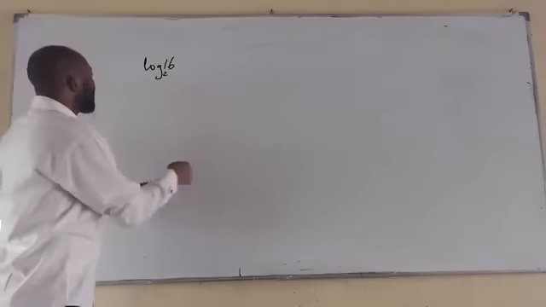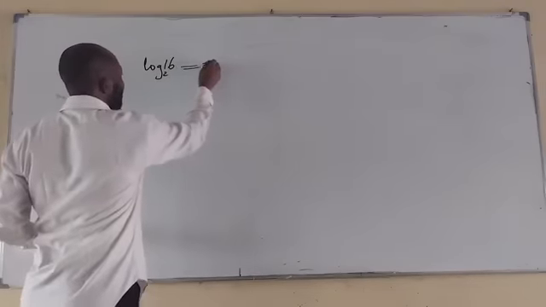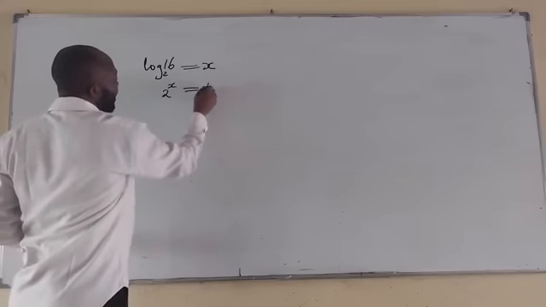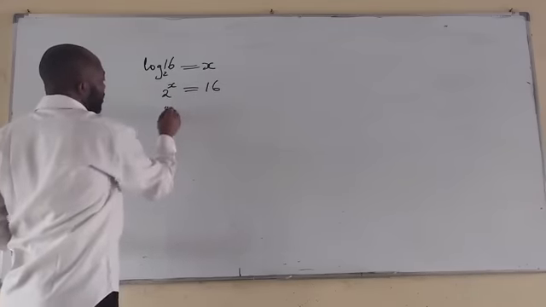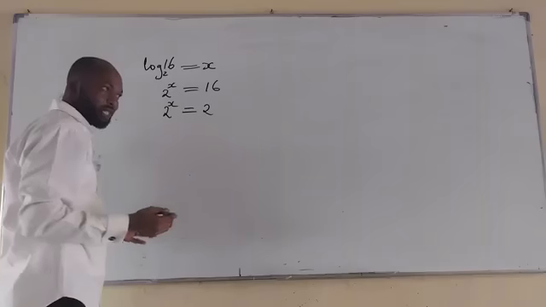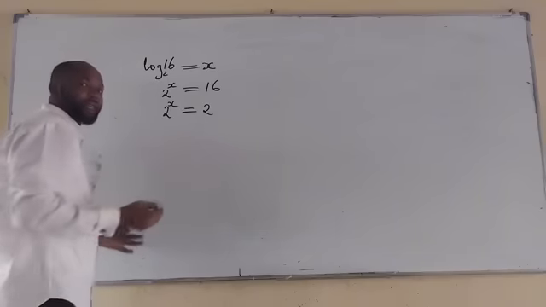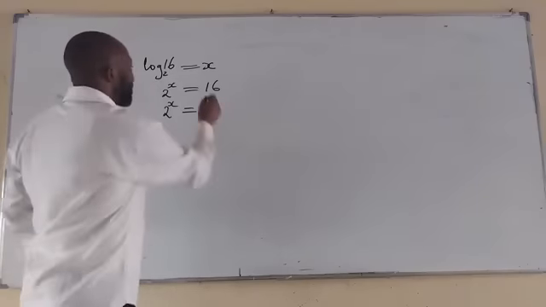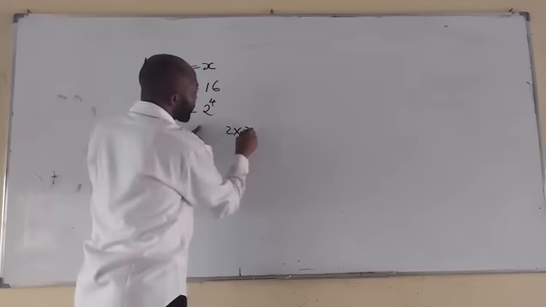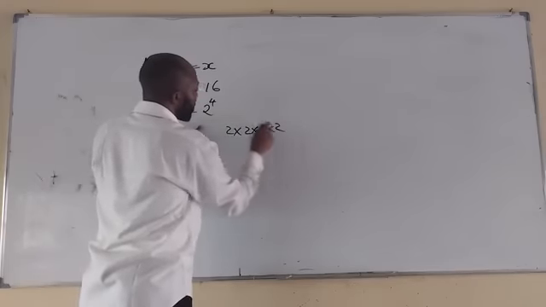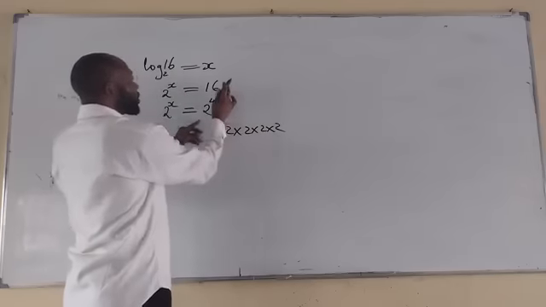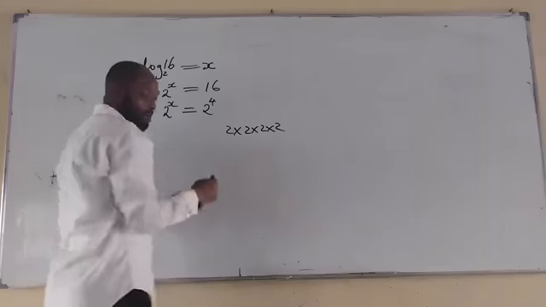So we say this is equal to x. So this is 2 raised to the power x is equal to 16. Now 2 raised to the power x is equal to 2 raised to the power what to give us 16? 2 raised to the power 3 is 8. 2 raised to the power 4 is 16. So this is 2 times 2 times 2 times 2. 2 times 2 is 4, 4 times 2 is 8, 8 times 2 is 16, so it's 2 raised to the power 4 to give us 16.